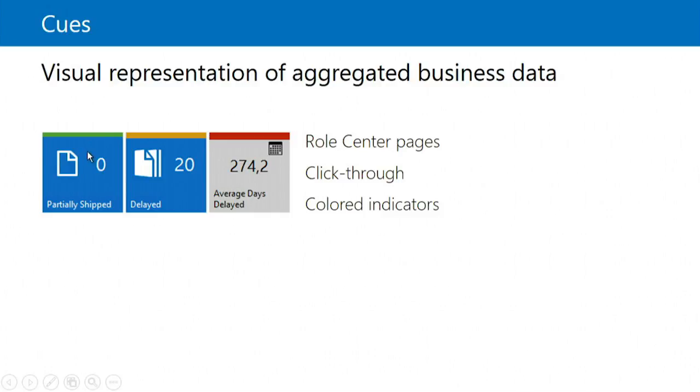Green is, of course, positive. Orange is ambiguous, so danger zone, you could say. And red, of course, is not so good. Let's have a look at how we can assign these values.